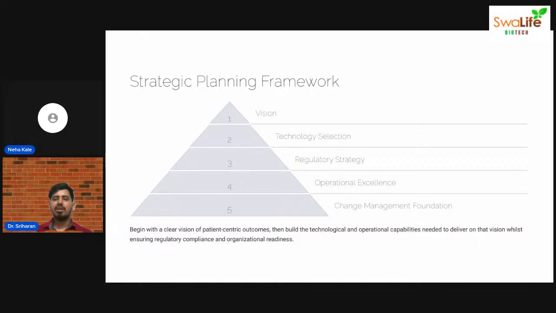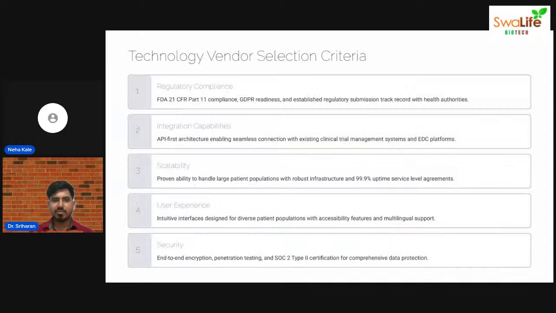and a clear workflow and training method. You want to manage your operations clearly during the clinic, during the DCT. If you fail in operational excellence, the study will be affected majorly. Because of operational excellence alone, the study will launch well. If we fail in operational excellence, it will be a drawback to our result. Change management foundation covers training, technical support and readiness. Then technology vendor selection criteria.